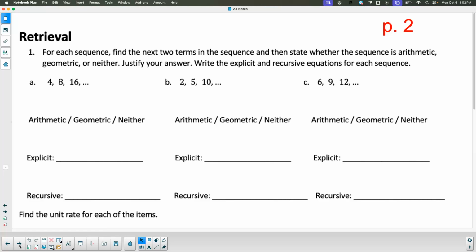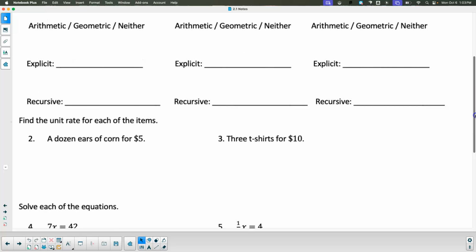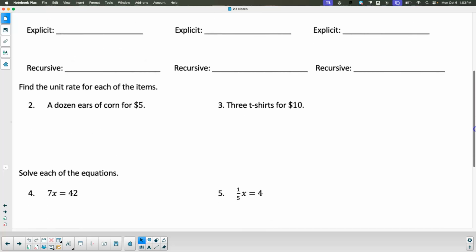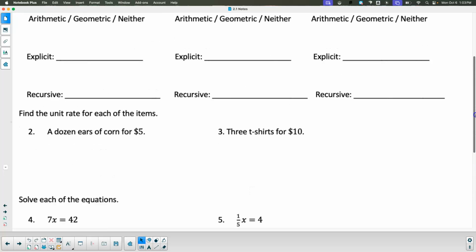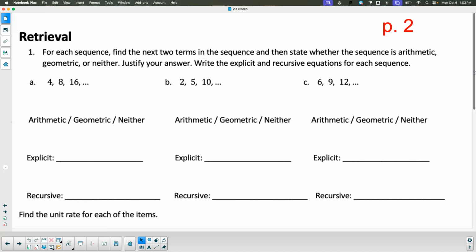3/4 of a page, looks like almost 2/3 of a page of stuff. So Unit 1 was all about sequences and series, or actually just sequences, not series. So the first 3 are, is it arithmetic, is it geometric, or is it neither? And then give me the explicit and the recursive. The next 2 are finding the unit rate, that's the rate of change. And then 2 solving equations. So I will give you 5 minutes to get those done. Go.